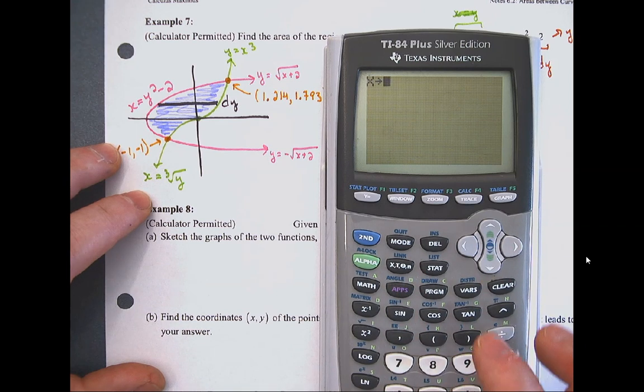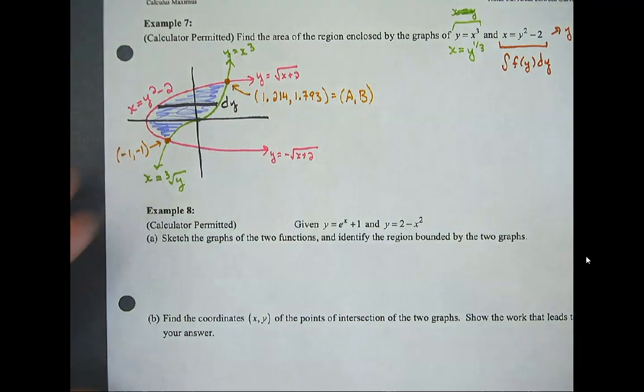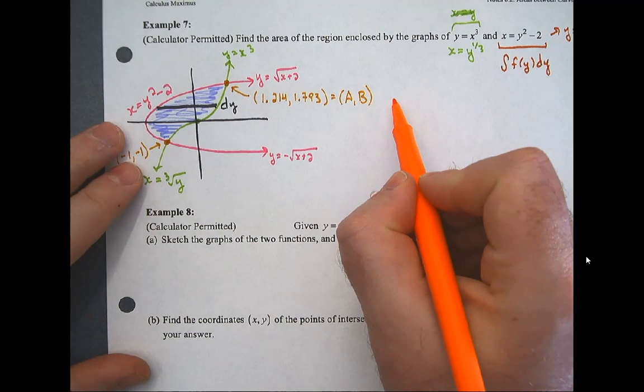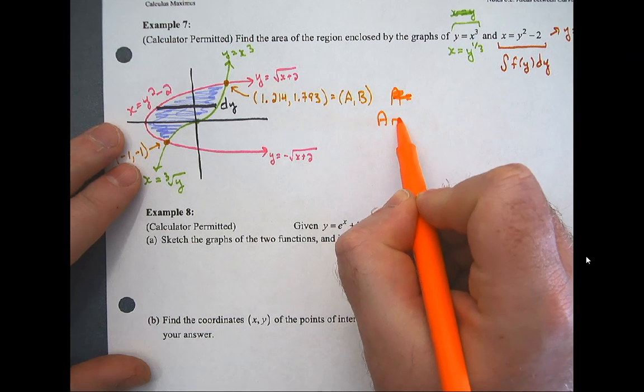X stored as alpha A. Now we've got that 1.214. Alpha 1, which is y, and I want to store that as alpha B. So now we've got those things stored. All right, so I'm integrating according to the y. So I'm integrating in the horizontal direction. So my area would be, dang it, I did A instead of area.